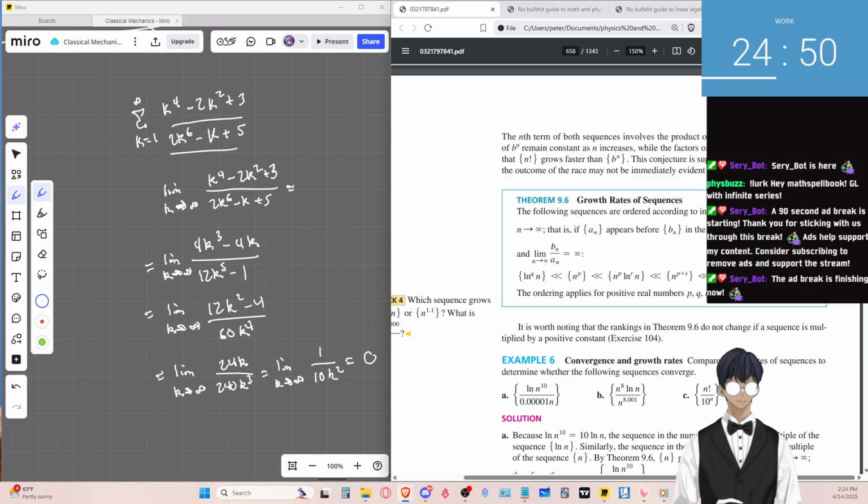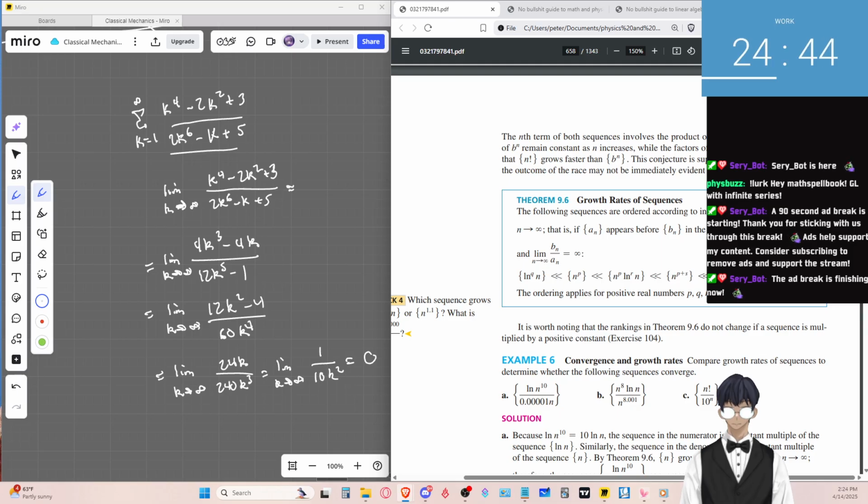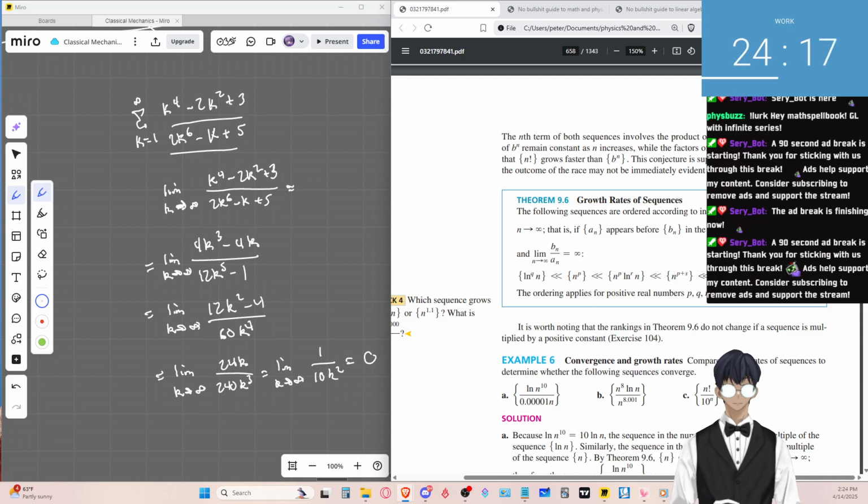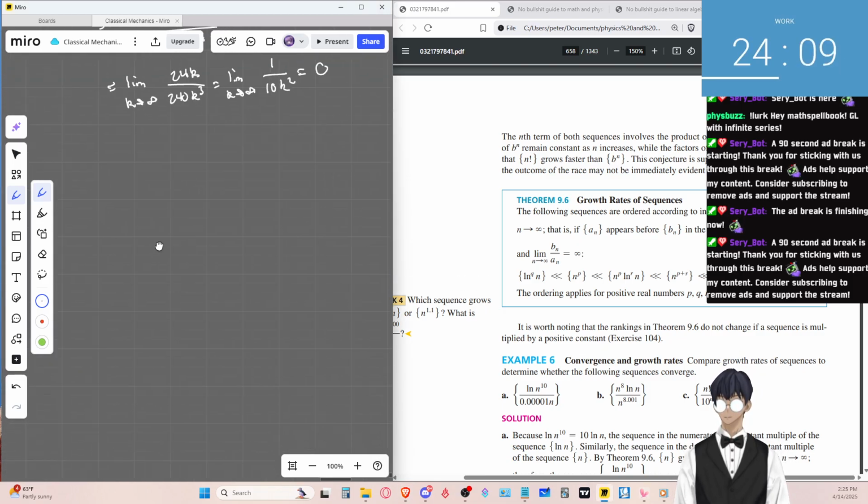Oh, here we go. The growth rate of sequences. Okay. The following sequences are ordered according to the increasing growth rate as n goes to infinity. That is, if a_n appears before b_n in the list, then the limit as n goes to infinity of a over b equals 0, and the limit of b over a equals infinity. Okay, I think I should write this down because I always forget this.